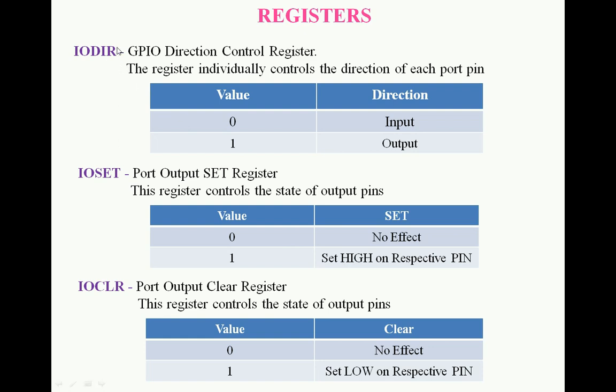So here, suppose I want to make port 0. IODIR 0 indicates port 0, which has a total of 32 pins. Writing 1 here means the port 0 pins, from pin 0 to pin 31, are made output pins. Suppose I write zeros, then those are made input pins. Like that, you have to specify the direction first, right?